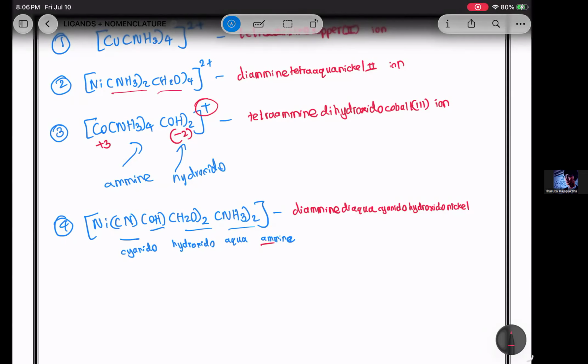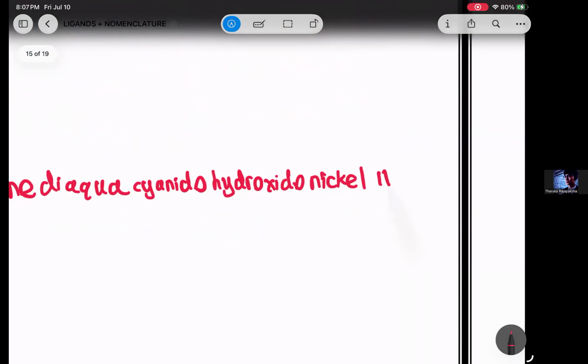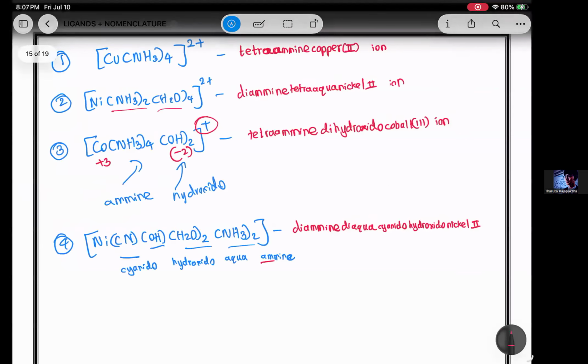What is the oxidation number of nickel? +2, right? OH minus is there. Altogether, there's a plus charge on the compound. I forgot to write it. No, there is no plus charge. We just write nickel 2. There's no iron part here. Then the iron part is done. We just end it with nickel 2.